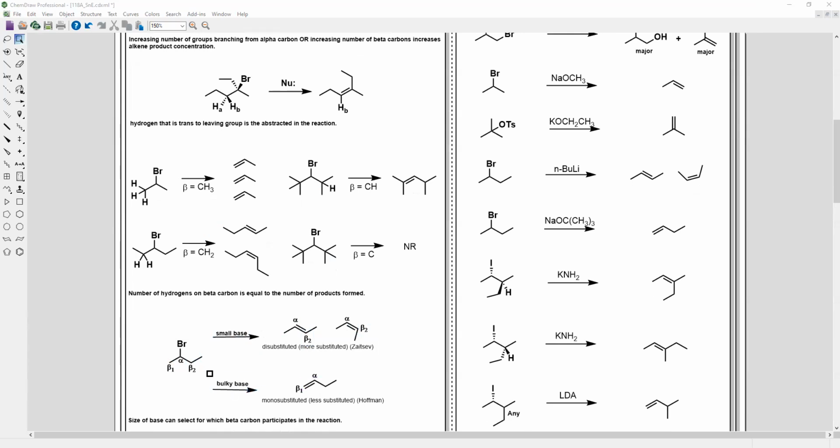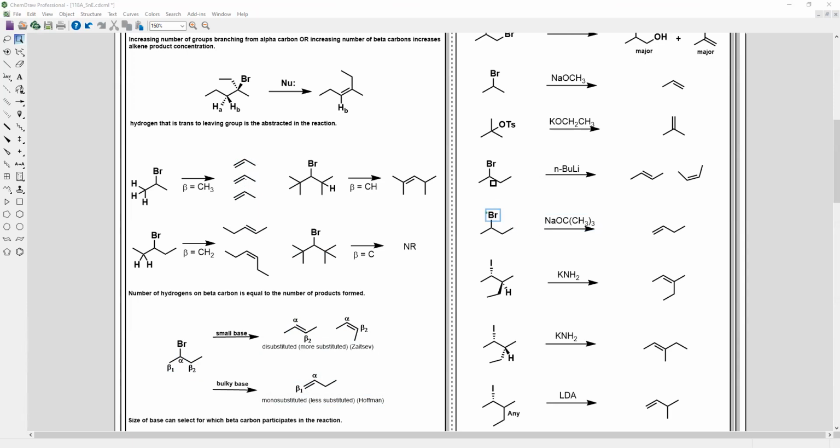But if we use a bulky base, so a really big base, there are 2 examples of this, and I've used them in this slide here. That ends up reacting with the less substituted carbon, or the beta carbon 1, the CH3 on this end. And again, this is a CH2, that's why we get 2 products. This is a CH3, which would give us 3 products, but they're all the same. So I only wrote it once here, although I did write it 3 times here, just so you understand that it's 3 different products we could make.